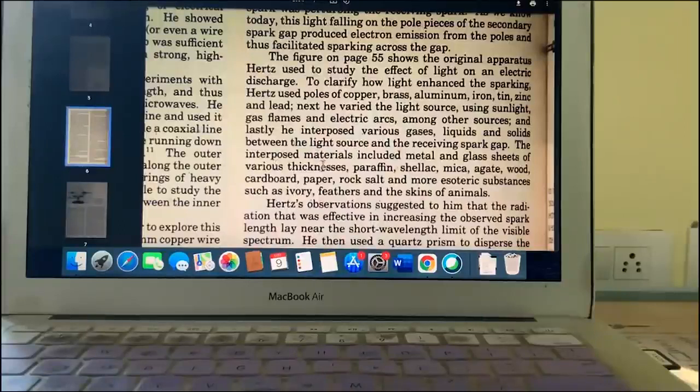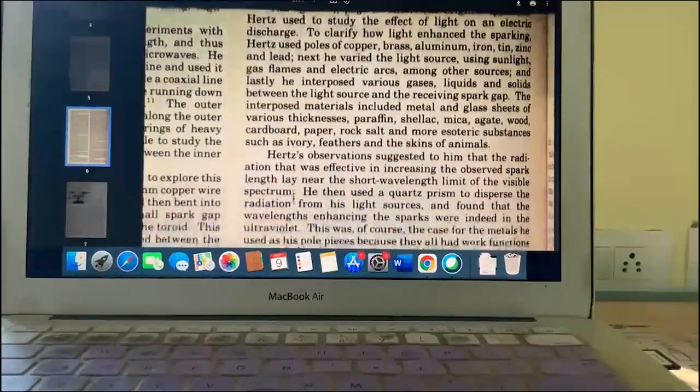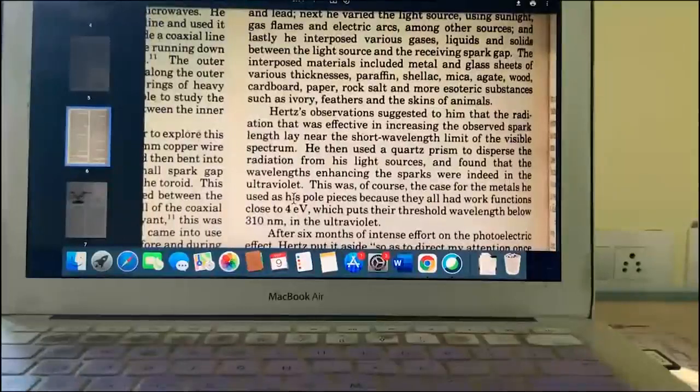The interposed materials included metal and glass sheets of various thicknesses, paraffin, shellac, mica, agate, wood, cardboard, paper, oxide, and more esoteric substances such as ivory, feathers, and skins of animals, and so on. And finally he finds that the radiation most effective in increasing the observed spark length lay near the short wavelength limit of the visible spectrum.